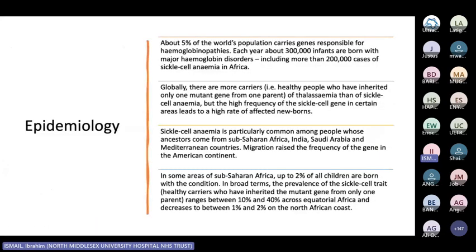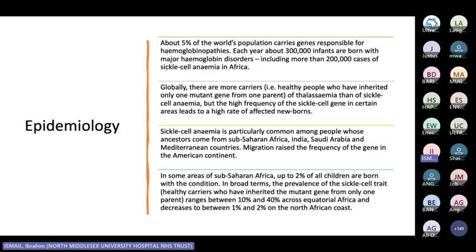So a little bit of epidemiology going on here. About 5% of the world's population carries genes responsible for hemoglobinopathies. Each year, around 300,000 infants are born with major hemoglobin disorders, including more than 200,000 cases of sickle cell anemia in Africa. Globally, there are more carriers, healthy people who have inherited one mutant gene from one parent, of thalassemia than of sickle cell anemia. But the high frequency of the sickle cell gene in certain areas leads to a higher rate of affected newborns. So it's just basic maths.